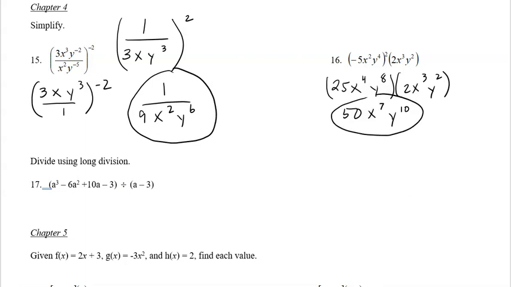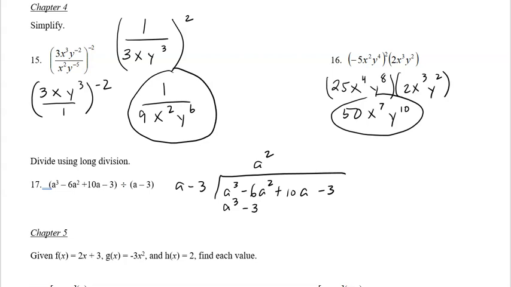Okay, let's do a long division problem. So a minus 3 is dividing into a cubed minus 6a squared plus 10a minus 3. When you're doing long division, you really are just dividing the first term of this binomial into the first term of this polynomial. So a cubed divided by a is a squared. And then you multiply a squared times each of these. So a squared times a is a cubed. a squared times negative 3, negative 3a squared.